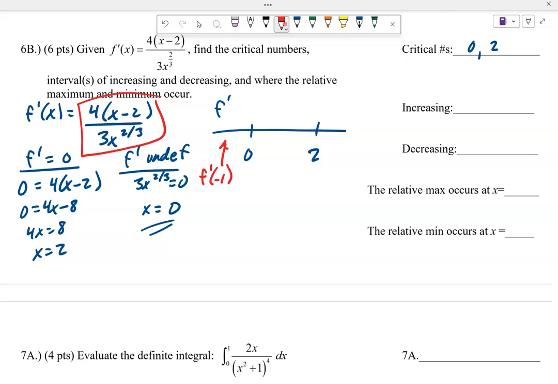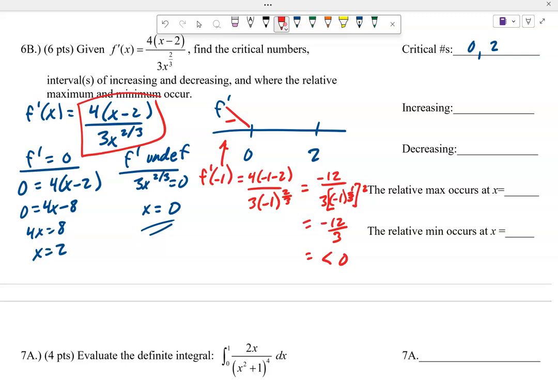So I got 4 times -1 minus 8, so I got a negative on the top, over 3 times (-1) to the 2/3. So I got -12 on the top. Let me rewrite this as the third root, (-1) to the 1/3. The third root of -1 is -1, but then I square it. So that's a positive value. I got 3 times 1, so I got -12 over 3. So that's negative. All I care about is negative. That means the function is decreasing.